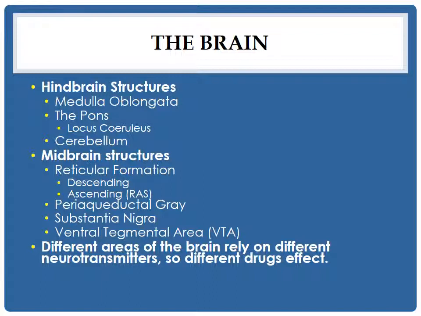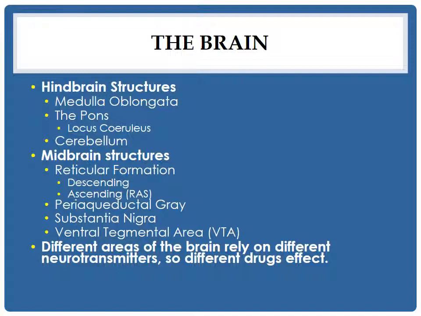And then moving to the midbrain structures, the reticular formation, there's both the descending reticular formation going down to the spinal cord. That's controlling the autonomic nervous system, your reflexes, things like that. And then the ascending reticular formation is also called the reticular activating system. And it's going up to the cortex of the brain, and it's involved with attention and wakefulness.